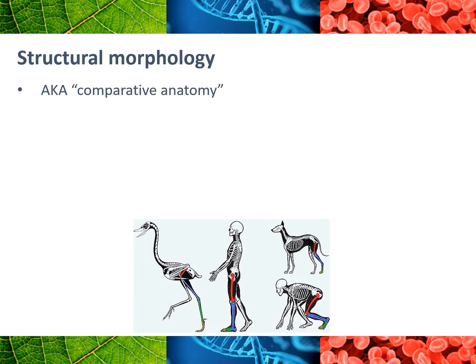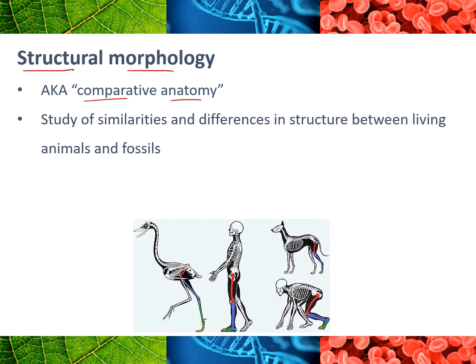All right, we're going to look now at structural morphology. Okay, structure obviously being physical structures, and morphology refers to change. Another term for this type of study is called comparative anatomy. So basically just comparing the physical structures of species. So this is really looking at the similarities and differences in the structure between living animals or with fossils if they are found.